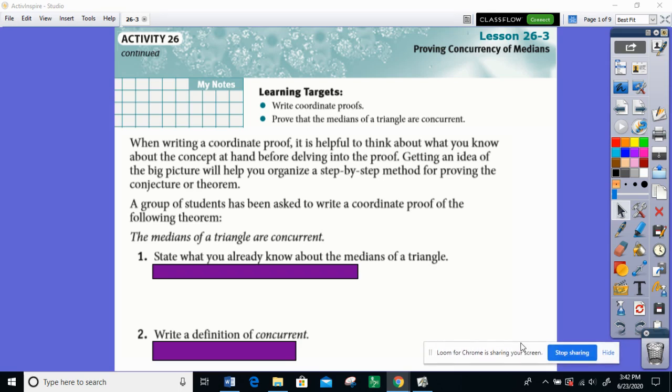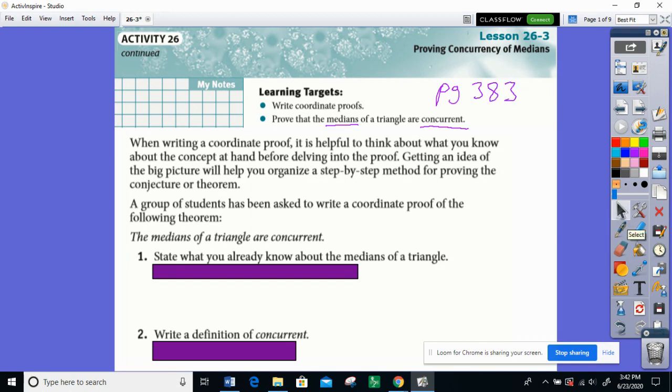Hi there, this is Mr. Schnitzius, and in this video we are continuing to work through activity 26. This is lesson 26-3. We're still writing coordinate proofs, and in this video we're going to prove that the medians of a triangle are concurrent. So this is on page 383 if you're following along with the electronic PDF.